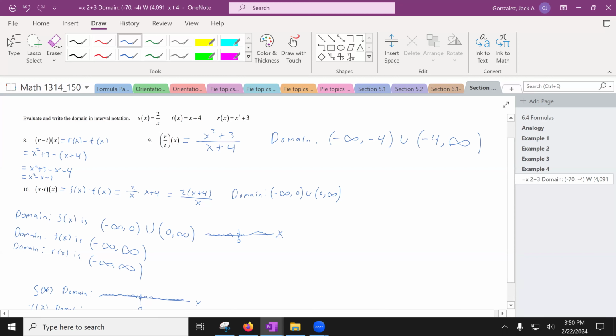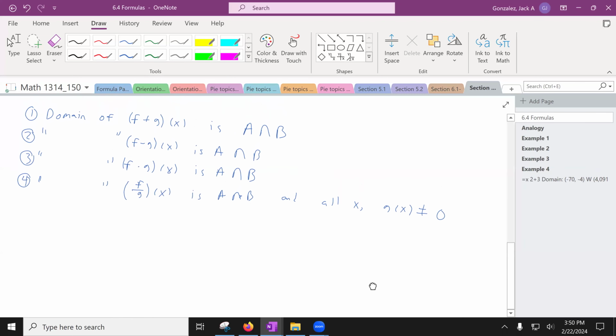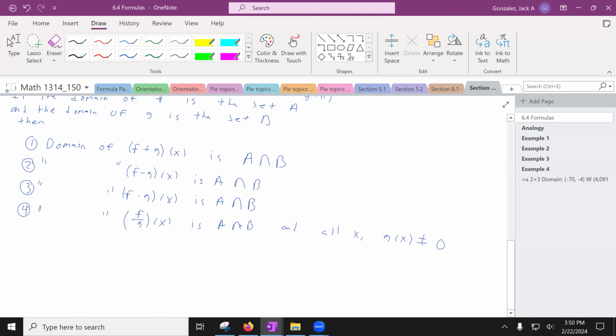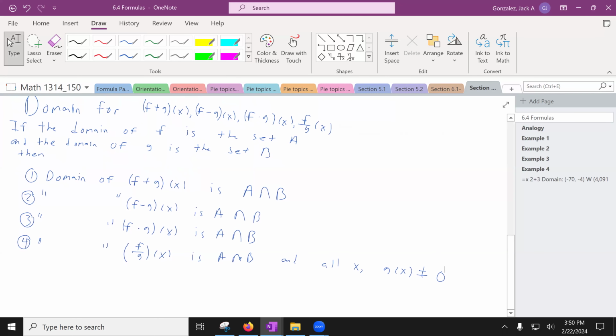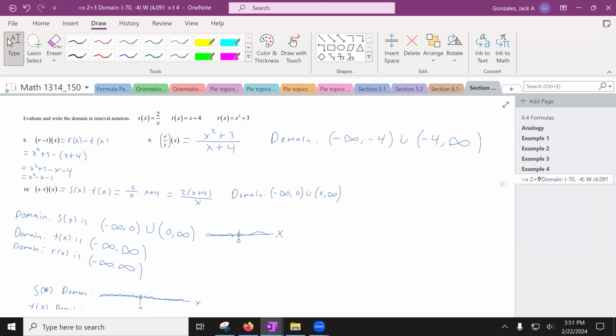But theoretically, we said if you know both domains, the domain of F is A and the domain of G is B, if I add them together, then the domain would just be what we have in common. For division, you just cannot have any x that makes the bottom 0. So right now, we cannot have -4, so it's excluded.